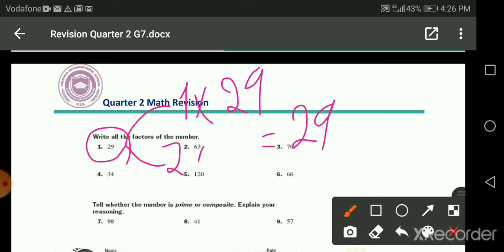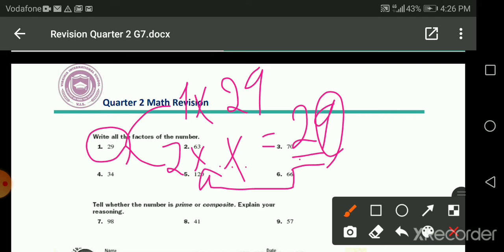2 multiplies what gives you 29? No, it can't be. Why? Because 29 is not divisible by 2. How can I know? Here this is odd. The ones digit 9 is odd, so I'm not going to take it. Is it even? Then it will be divisible by 2.